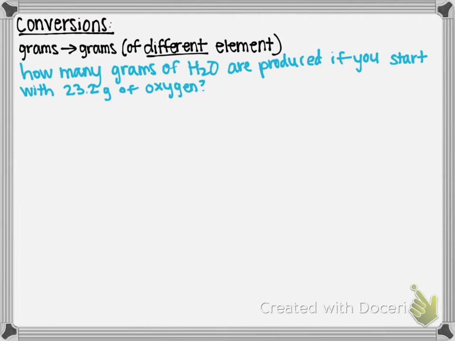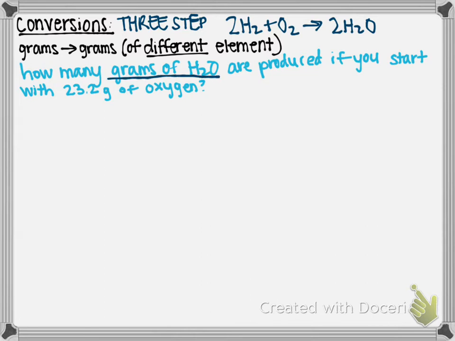Our last type of conversions are the 3-step. And again, with these, you need a balanced equation, so we're going to use the same one we've been using. 2H2 plus O2 gives you 2H2O. And so these are the longest ones you're going to do, grams to grams of a different element. So how many grams of H2O, that's asking for your final product, are produced if you start with 23.2 grams of oxygen.